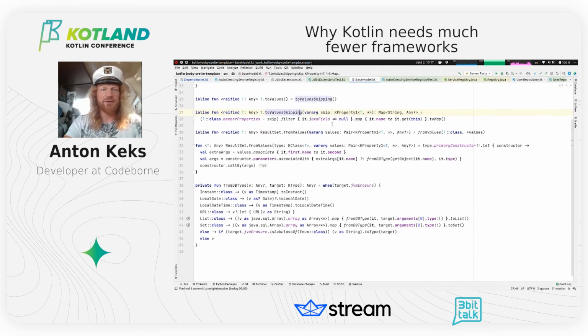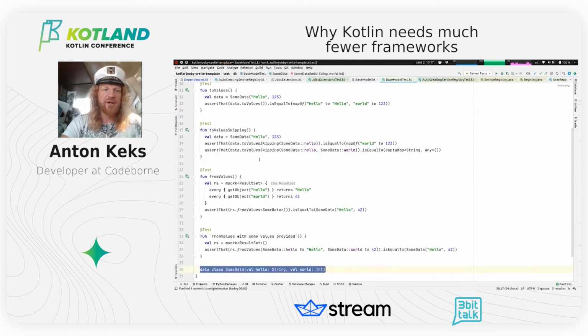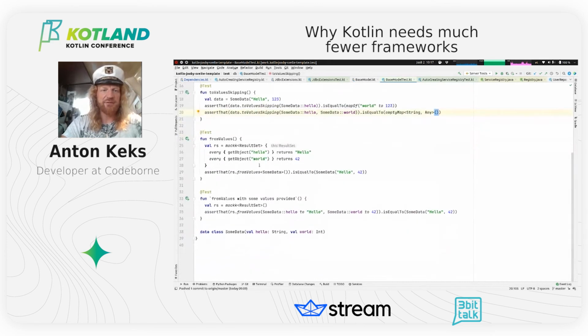So let's look at the unit tests again. BaseModelTest. And here you can write, for example, I have some data, but I want to convert it to a map skipping the hello field. So I can just reference the hello field here in a type safe way, and I get a map of only the second parameter. And I can skip both to get an empty map. And the same with fromValues.